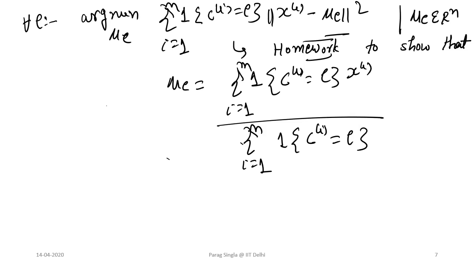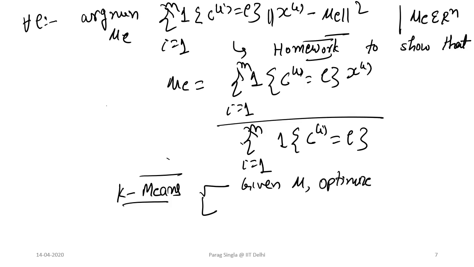In this process, what we have discovered essentially is the k-means algorithm, which is optimizing this two-step process: given the mu's, optimize c's, and given c's, optimize for mu's. Let me describe this more formally on the next page.